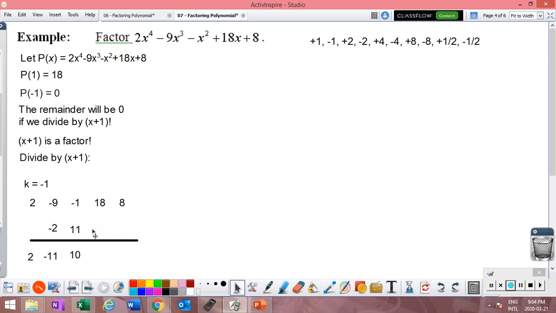Okay, coming above the line, multiplying by negative 1 again. So 10 times negative 1, I get negative 10. And add. When I add those two things, I get 8. And then multiply by negative 1 again. Negative 8. And when I add them together, 0. Very important. This procedure is self-checking.